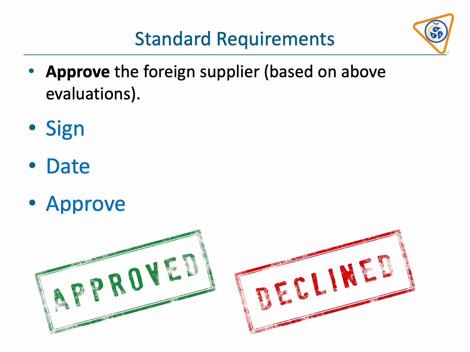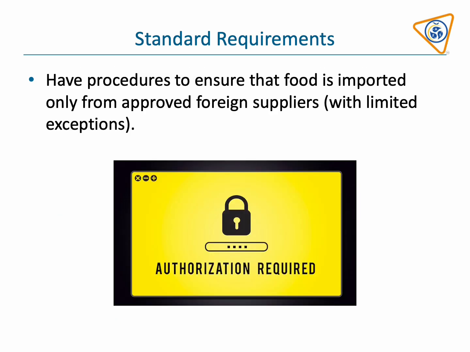Standard requirements. Approve the foreign supplier based on above evaluations. You must approve your foreign suppliers on the basis of the evaluation that you conducted. Always have a document of your approval. Sign. Date. Approve. Standard requirements. Always have procedures to ensure that the imported food only comes from approved foreign suppliers.